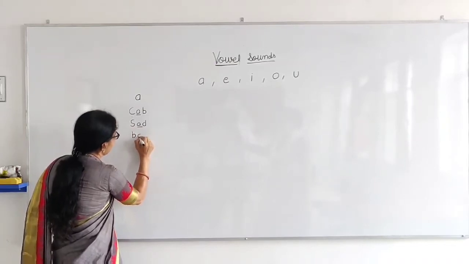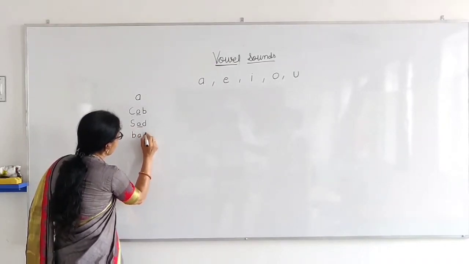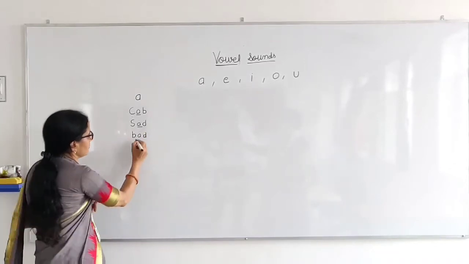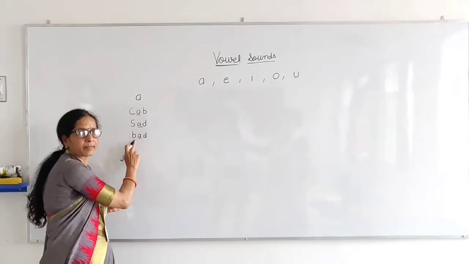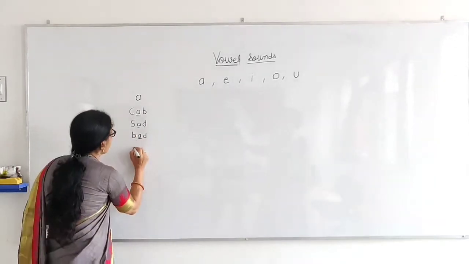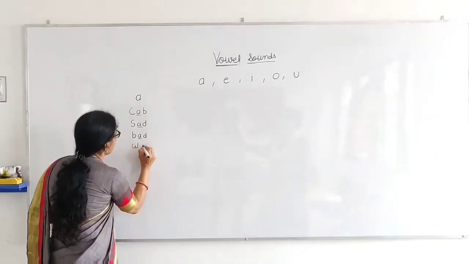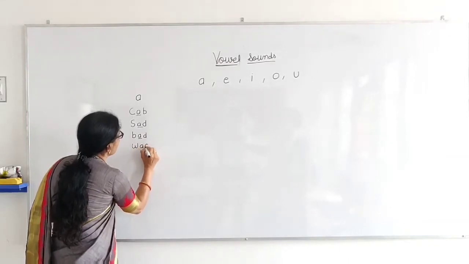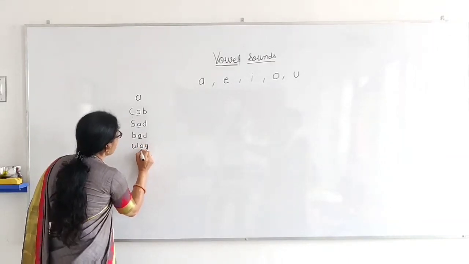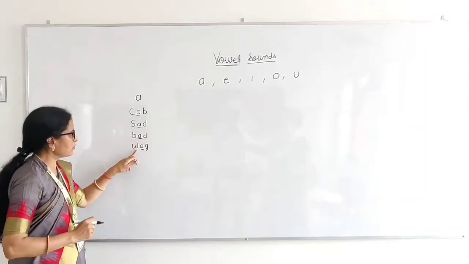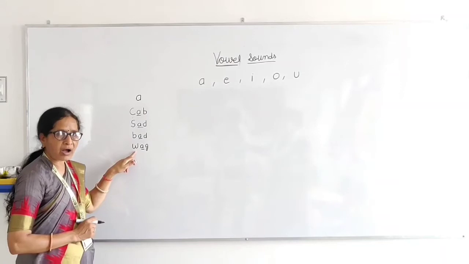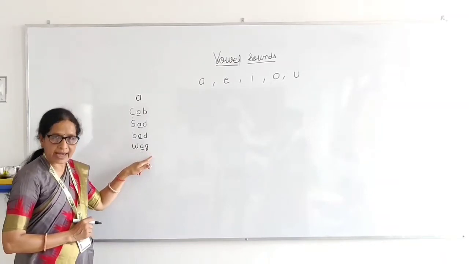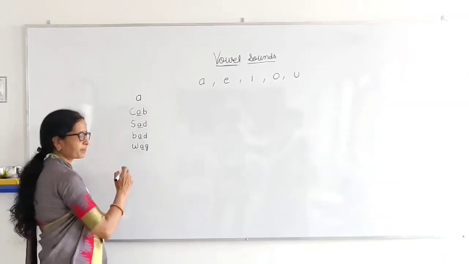Third word is B, A, D. B, A, D. Bad. Fourth word is W, A, G. W has the sound W. W, A, G. Wag.